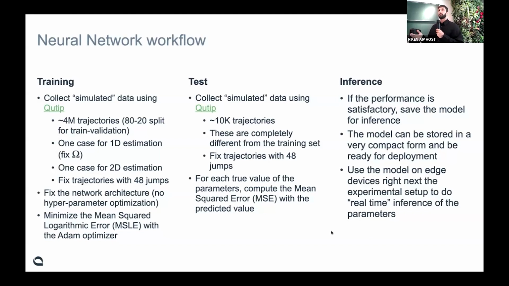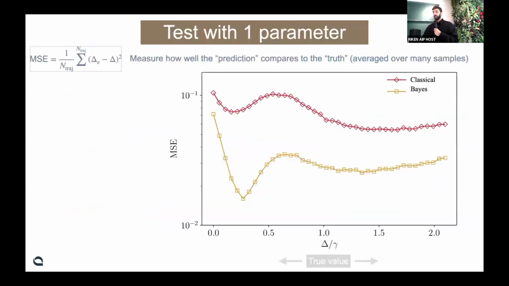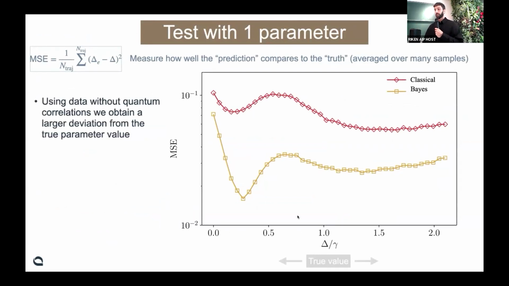Now, this is obviously good as long as the performance of this method is similar or better than the one that we get from Bayesian parameter estimation. So let me show you the comparison between our baseline and our method. Here I'm showing on the y-axis the mean squared error of my predictions. Remember, we know what the ground truth is for this one parameter, and the true value of this one parameter, delta, is on the x-axis.